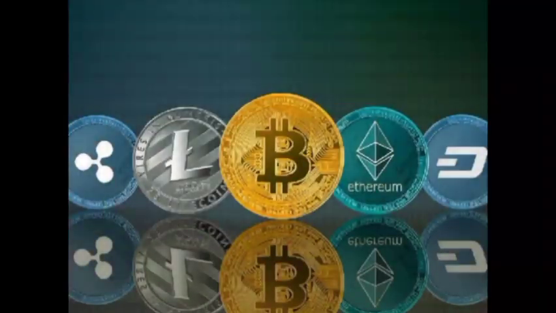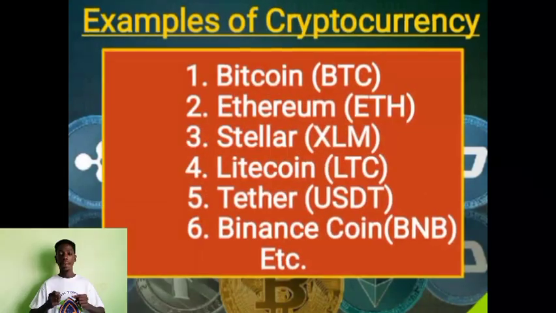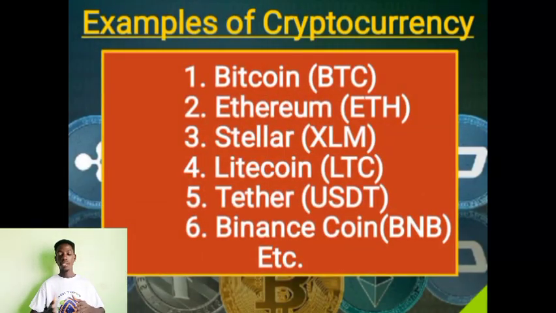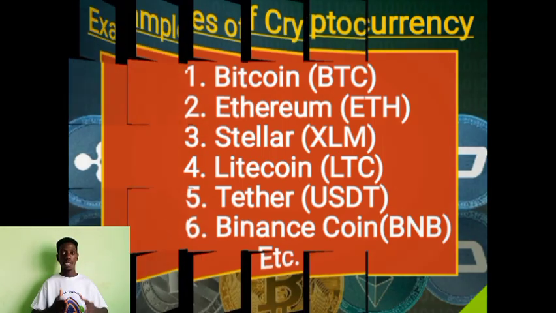Now there are a lot of examples of cryptocurrencies. Some are Bitcoin, that's BTC, Ethereum, that's ETH, Stellar, XLM, Litecoin, that's LTC, and Tether, that's USDT. And there are other coins that sum up to be the cryptocurrencies. Knowing this, let's quickly go to the history behind cryptocurrencies.